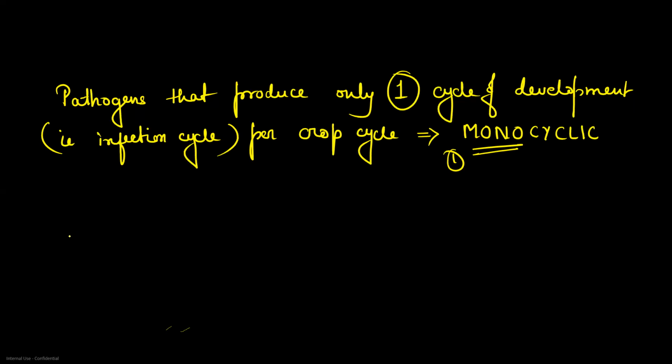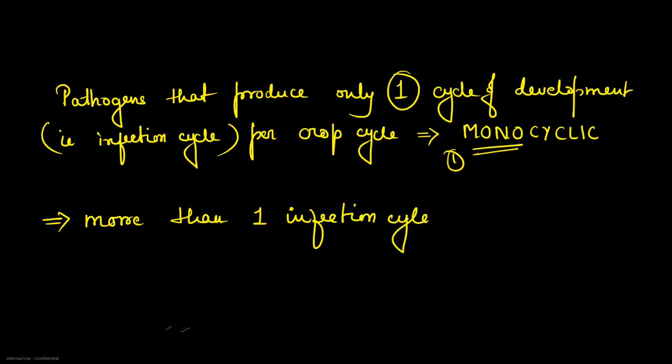And those that produce more than one infection cycle, what is that called? Polycyclic. Okay. So this was our brief discussion on the various terms related to occurrence of disease.